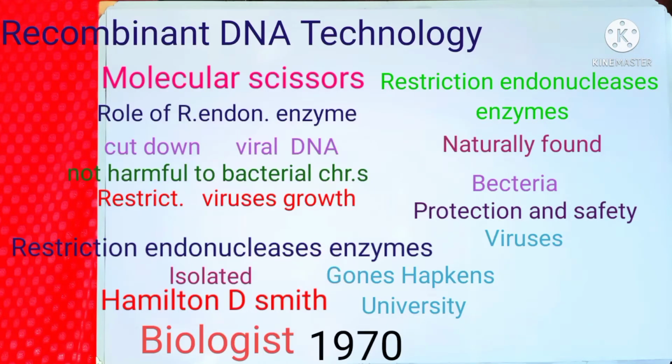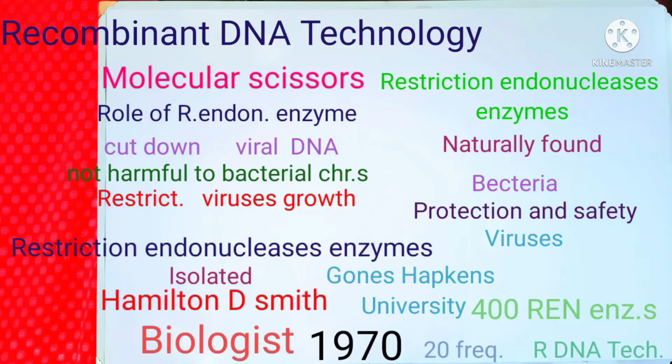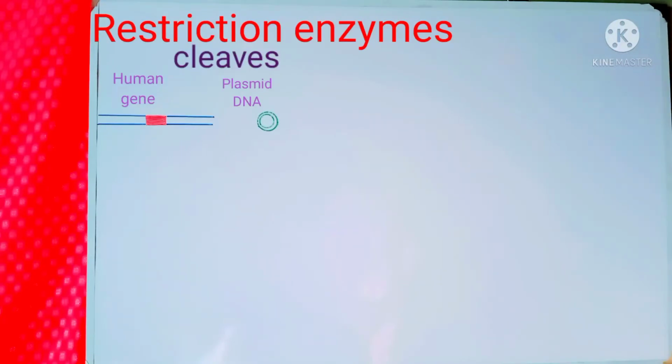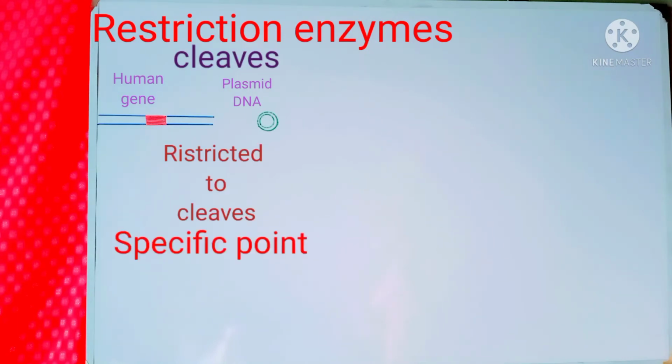Now more than 400 restriction endonuclease enzymes have been isolated, out of which 20 are frequently used in recombinant DNA technology. So these restriction enzymes can cleave the human gene and plasmid DNA from the middle. Restriction endonuclease enzymes means they are restricted to cleave at a specific point only.